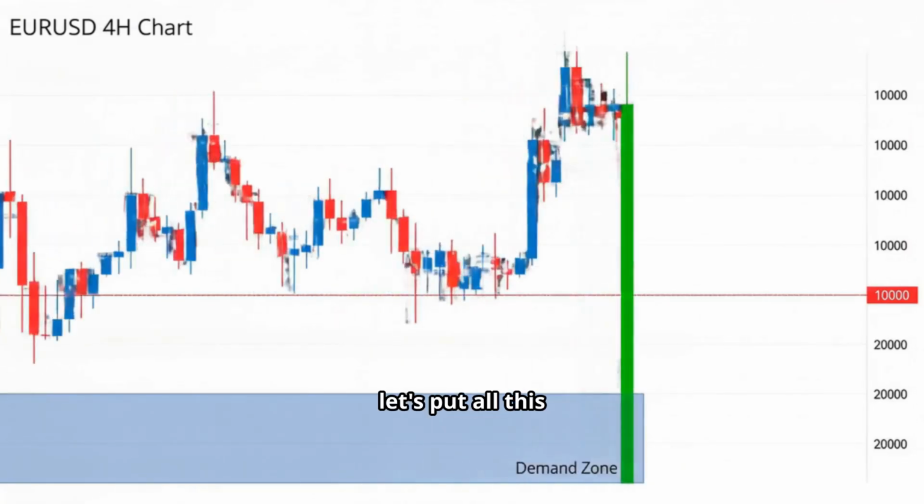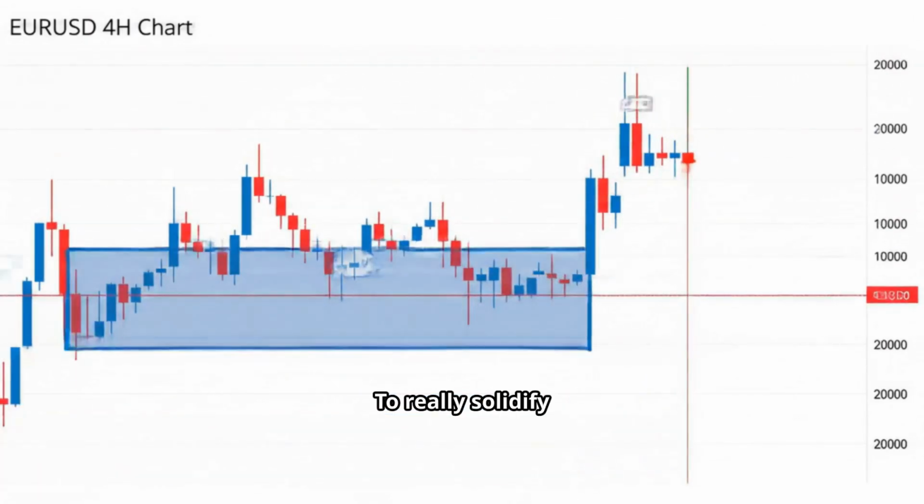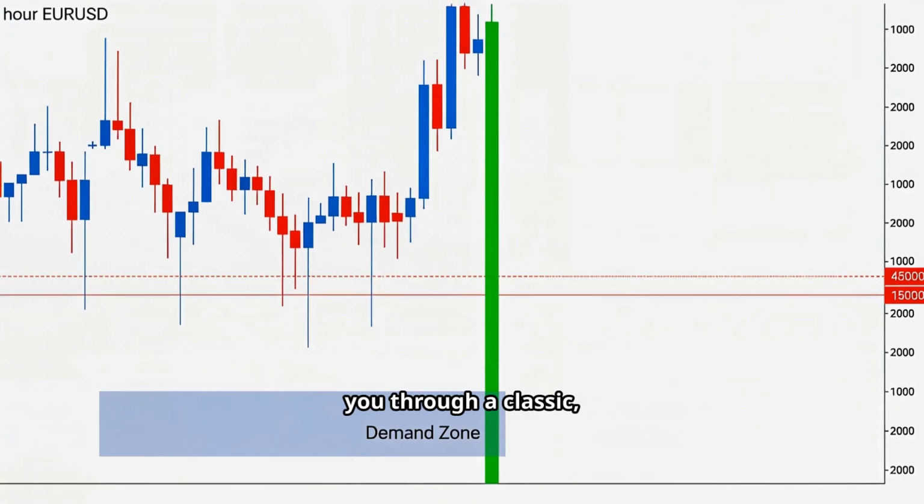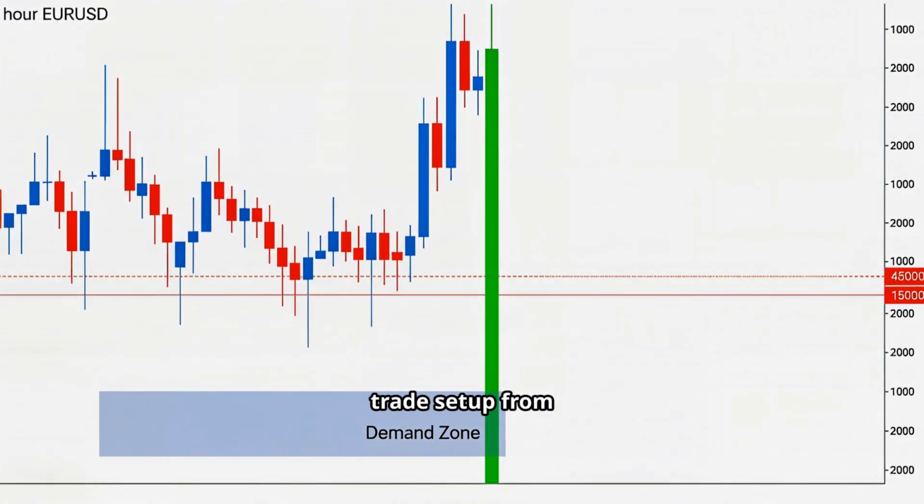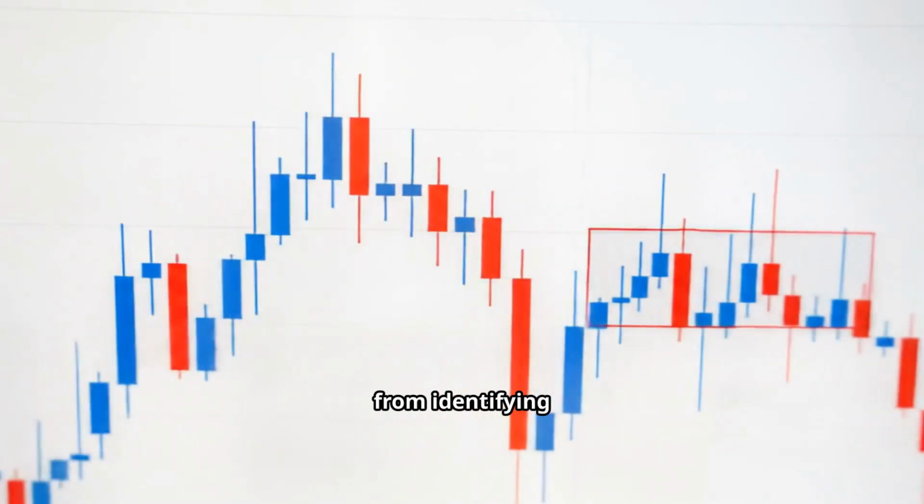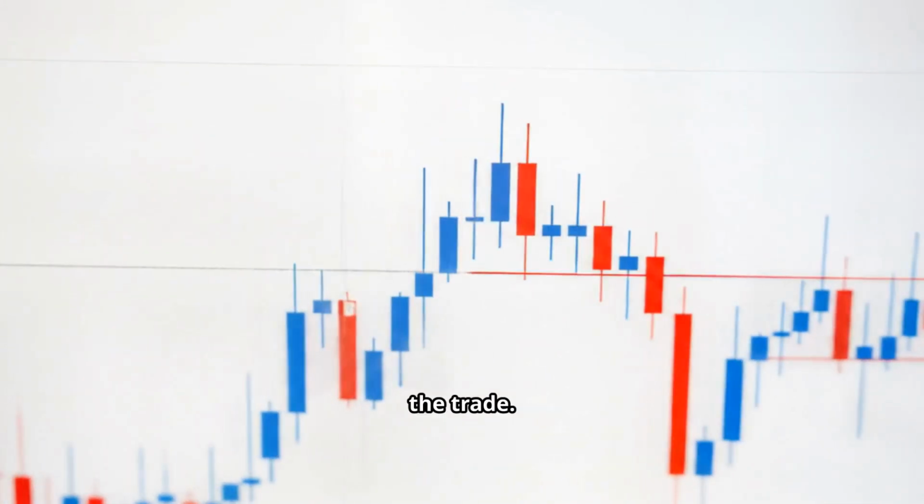All right, let's put all this theory into practice. To really solidify your understanding, I'm going to walk you through a classic, high-probability trade setup from start to finish. We'll break down every single step, from identifying the zone to managing the trade.